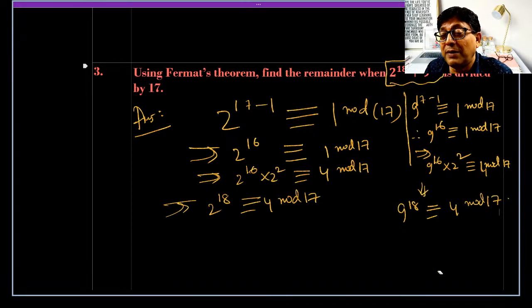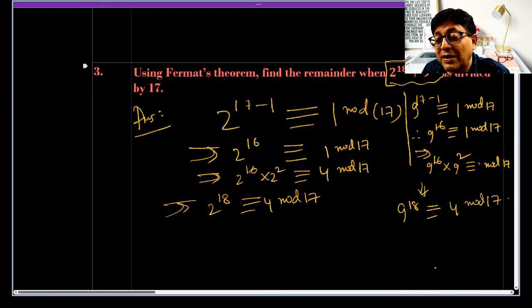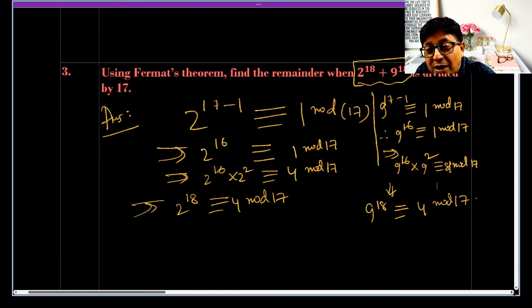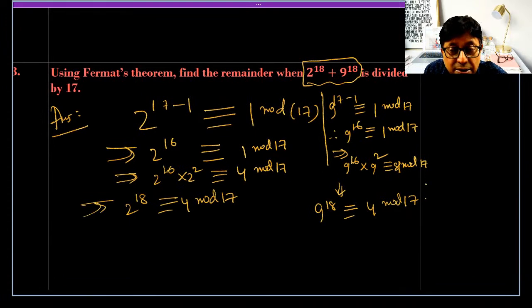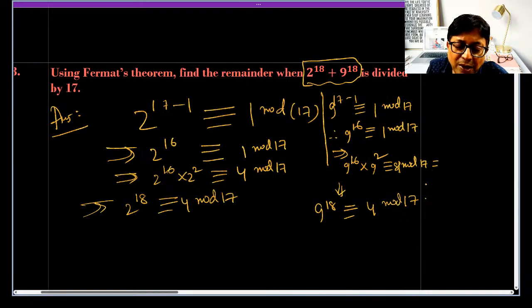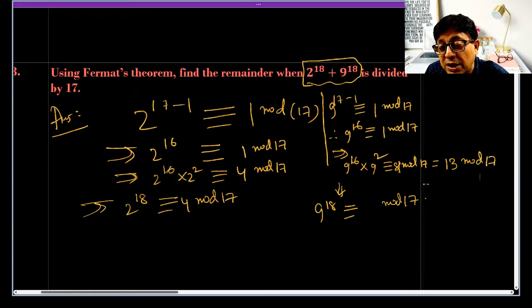Oh, we need to multiply by 9 square, not by 2 square. So it is 9 square, that is 81. 81 mod 17, you can reduce further. You divide 81 by 17. How much will be there? 17 fours are 68. So it is 13 mod 17. So 9 to the power 18 is going to be congruent with 13 mod 17.